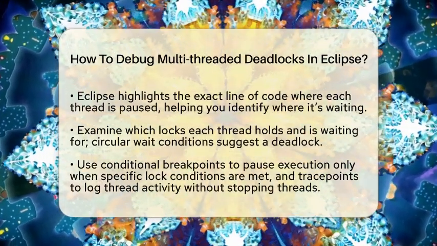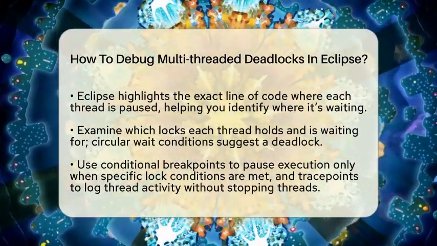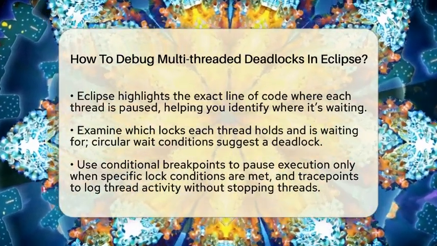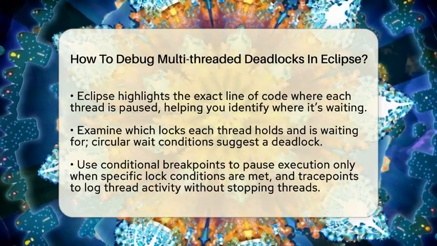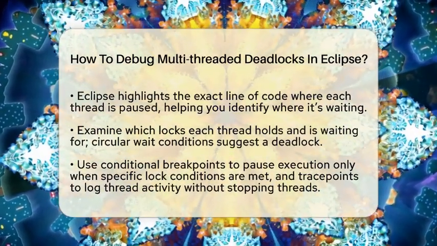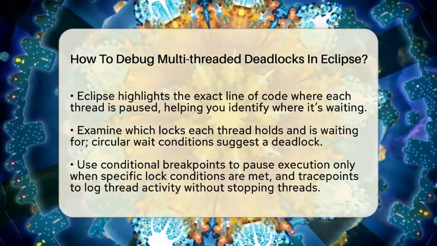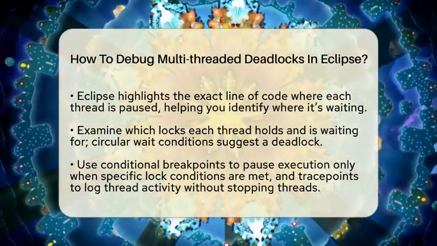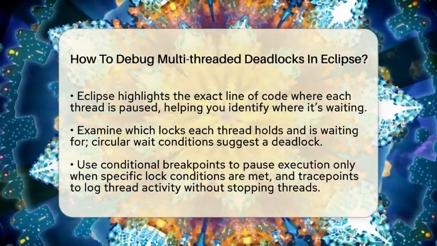Now, examine the locks that each thread holds and is waiting for. Eclipse displays this information clearly, showing which lock objects are involved. By comparing these, you can see if threads are waiting on each other in a circular way, which is the hallmark of a deadlock. Use breakpoints carefully.